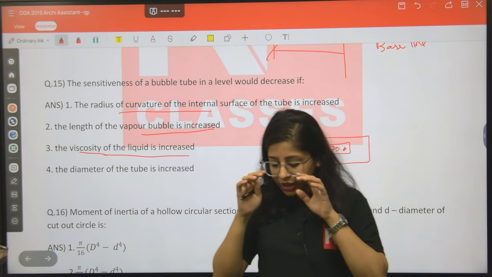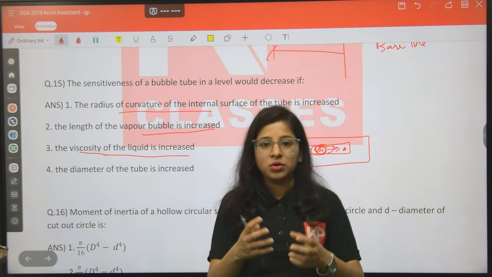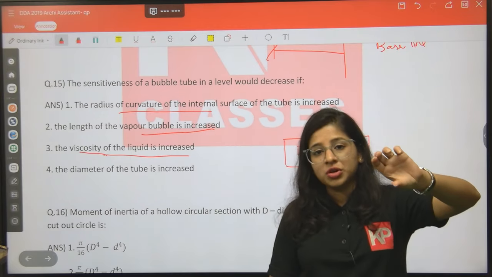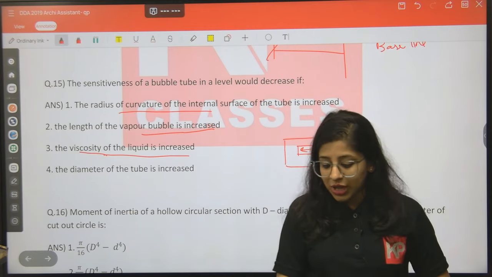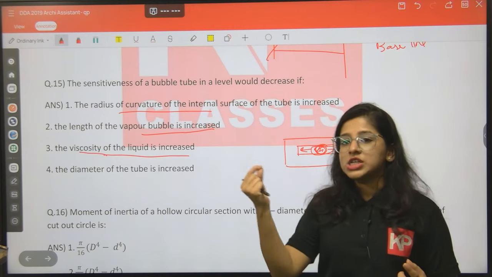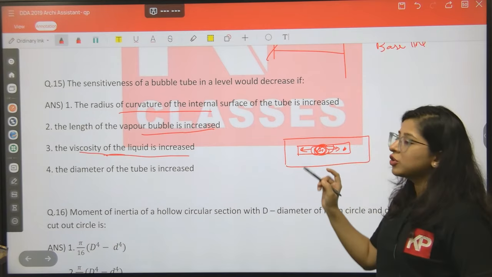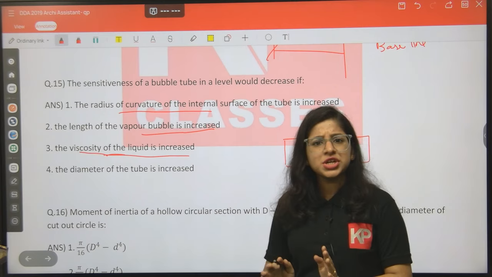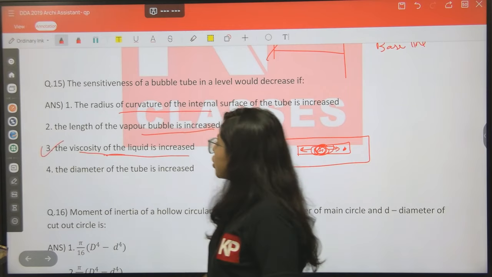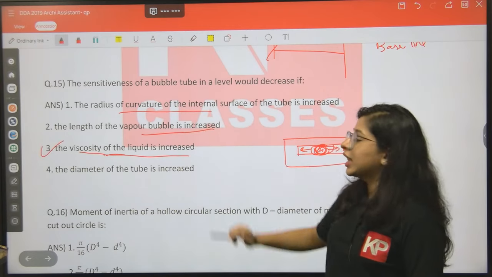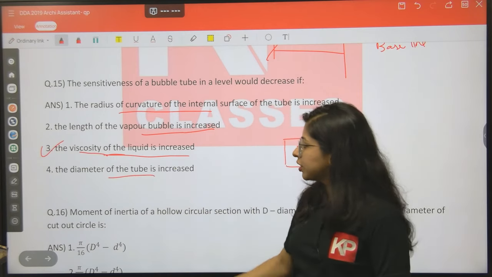Extremely low. Whereas if you mix some jelly powder and water, the viscosity will increase, and if you turn the glass, the solution will flow out very slowly. That is called viscosity. The more the viscosity, the less the movement. So if the viscosity of the liquid is increased, the bubble will not move easily. If the viscosity is reduced, the bubble will move very easily. So yes, the viscosity of the liquid will affect the sensitiveness of the bubble. And the diameter of the tube, again, doesn't impact. Okay.